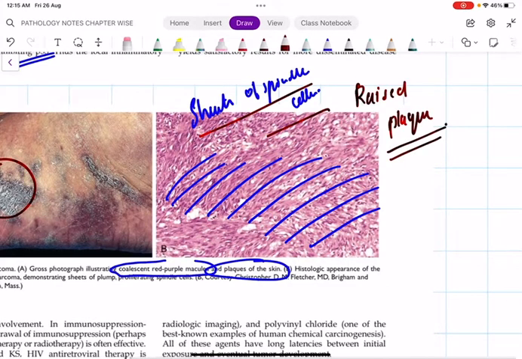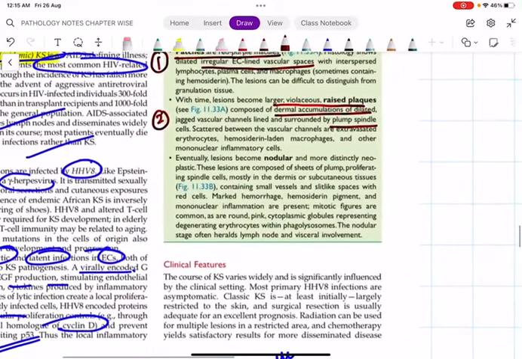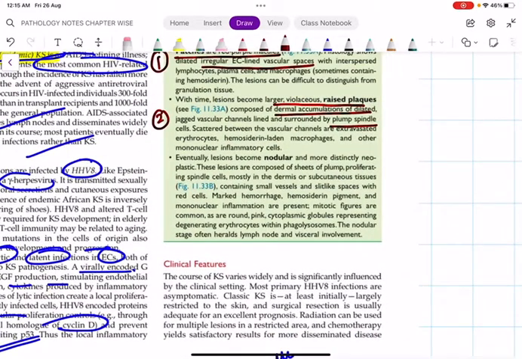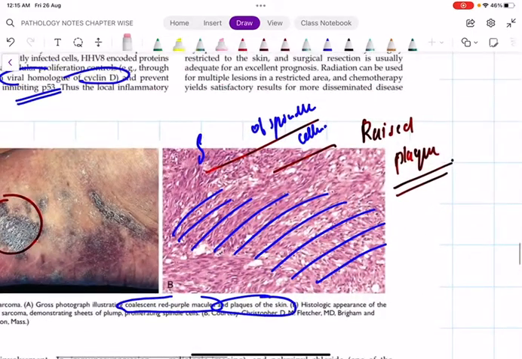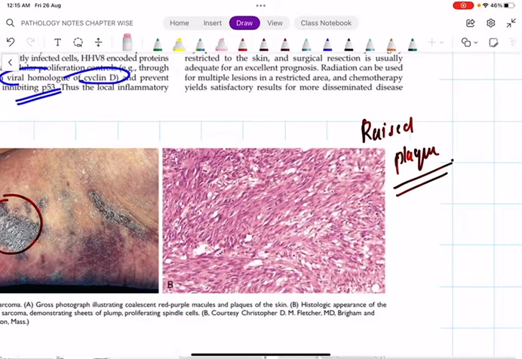In the plaque stage only we can get the sheets of spindle shaped cells, and these plaques may progress to become what we call nodular, and they resemble a neoplastic condition. Here also we can see sheets of plump proliferative spindle cells in the dermis and subcutaneous tissue. We may have small vessels with slit-like spaces, hemorrhage or hemosiderin pigment, and mitotic figures. All the features of malignancy may be present. This is actually classical. I'm going to erase all this so you can visualize this picture.